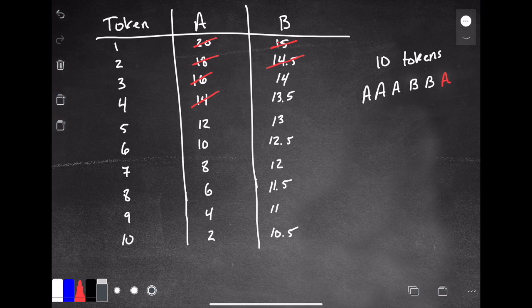Now we have the option between 14 and 12, so that would be our seventh token. We're going to pick 14 over 12, so we're going to go with B. For our next token, we can have 13 and a half or 12. We should pick the 13 and a half. That would be this one. Okay, that's 8 tokens so far. Then we can have 13 or 12, so we should pick 13. And then we can have 12 and a half or 12, and we can pick B again.